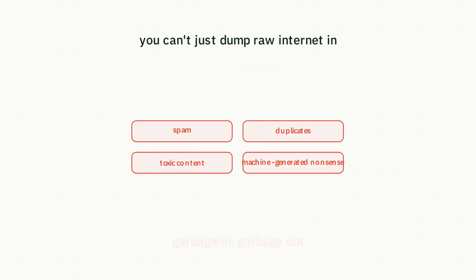But here's the part that surprises people. It is absolutely not enough to just dump raw internet text into the machine. The internet is full of garbage, spam, broken pages, duplicated text, toxic content, machine-generated nonsense, sheer noise, and there's an iron law in this field. Garbage in, garbage out. Train on junk, and you get a junk model.